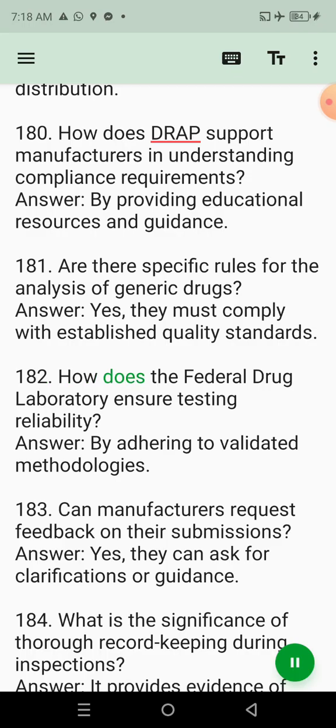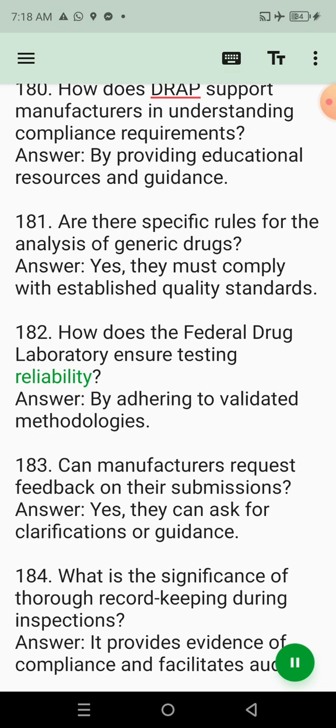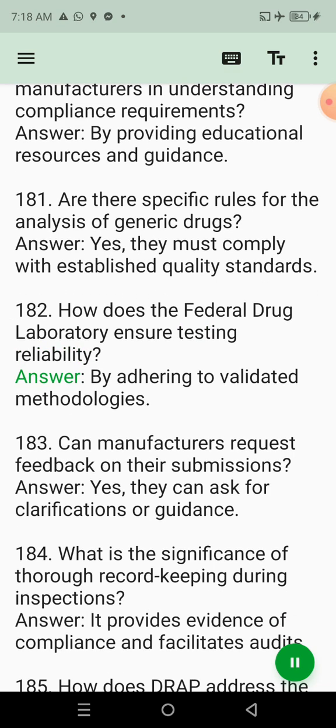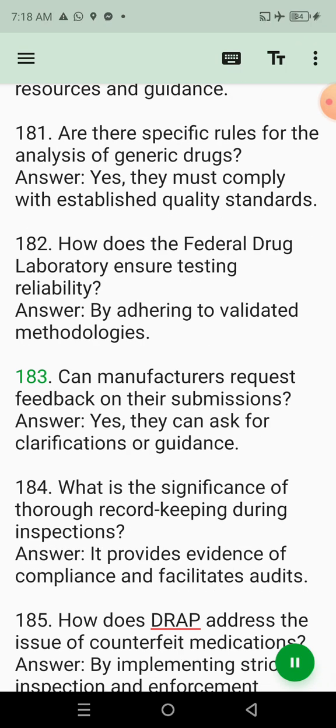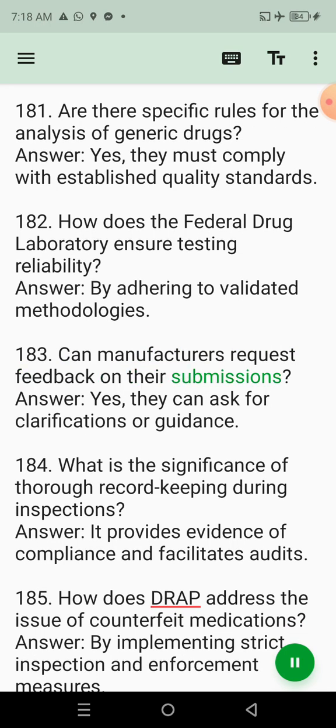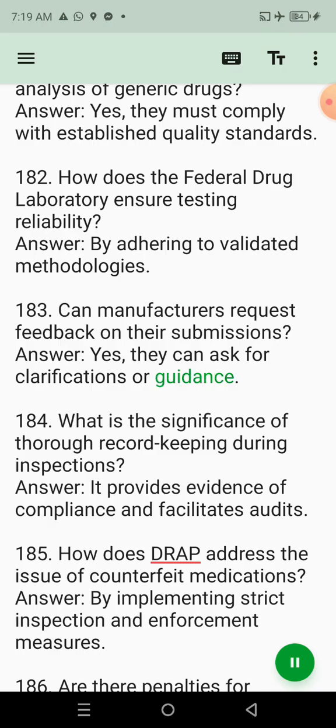182. How does the Federal Drug Laboratory ensure testing reliability? Answer: by adhering to validated methodologies. 183. Can manufacturers request feedback on their submissions? Answer: yes, they can ask for clarifications or guidance.